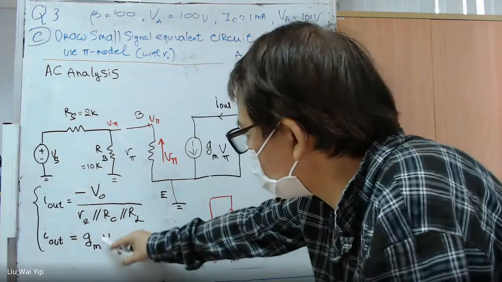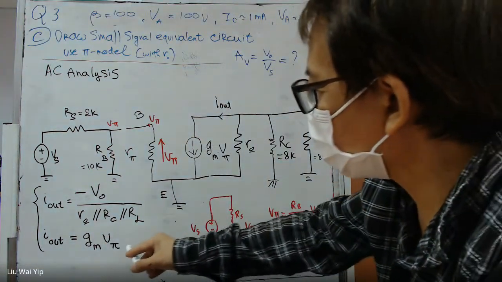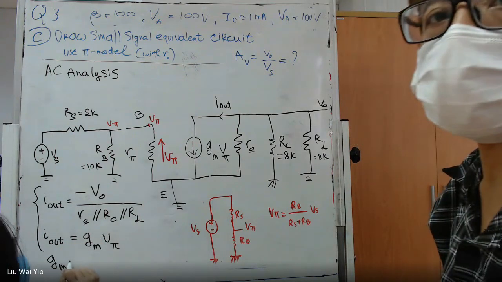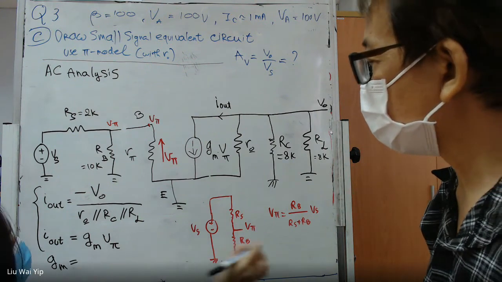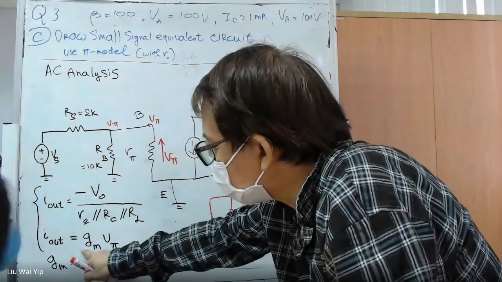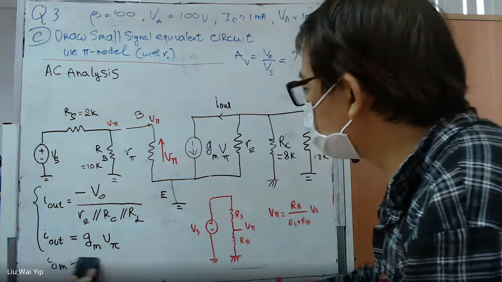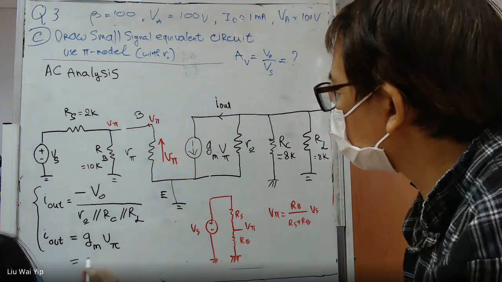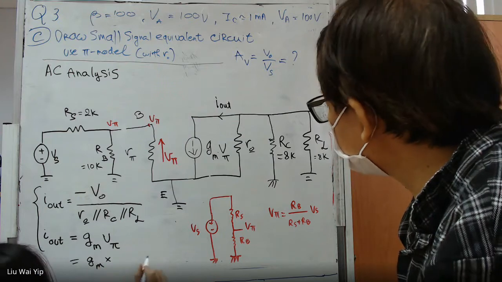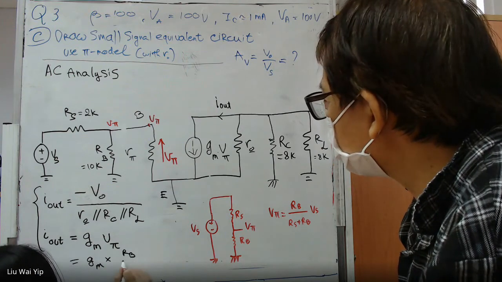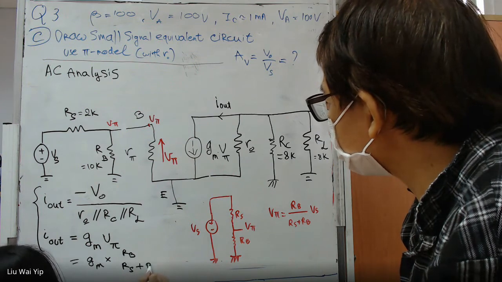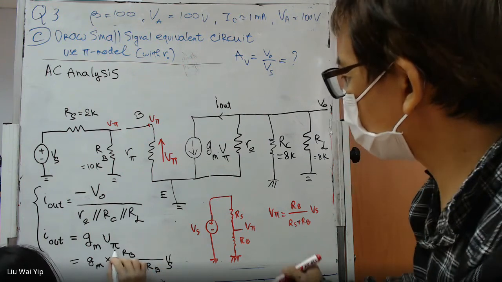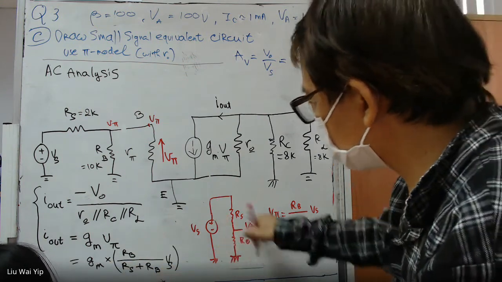Could you just write down another line? IL is equal to Gm times V pi. V pi is here. Substitute V pi in this equation. Gm times RB divided by RS plus RB, and then times Vs. Perfect. Done.